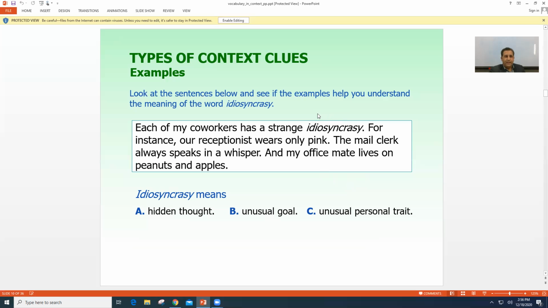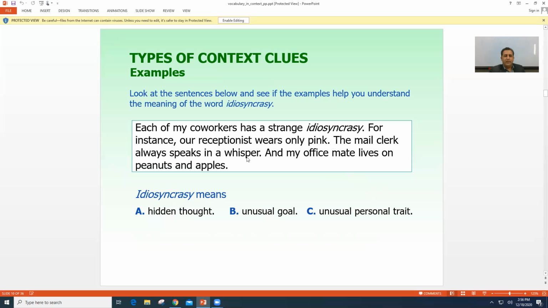Well, if you read the sentence again, this word idiosyncrasy, which examples are given? For instance, when you have used this word for instance, this is a keyword which suggests that we are going to have examples. Now the examples of idiosyncrasy are, a receptionist wears only pink. So if the receptionist wears only pink, do you think it's a hidden thought, an unusual goal, or an unusual personal trait?